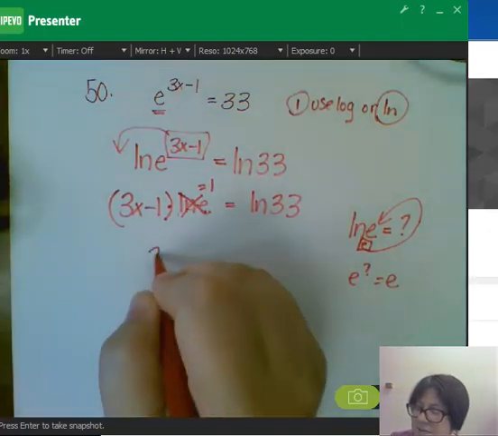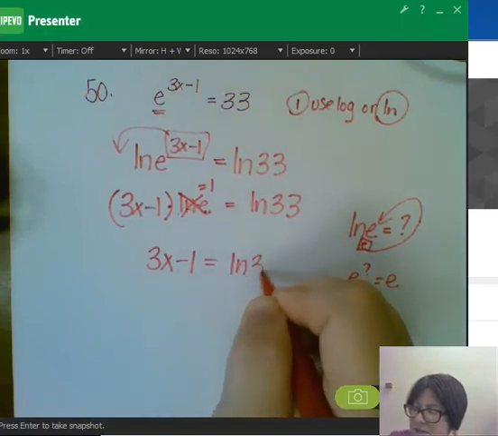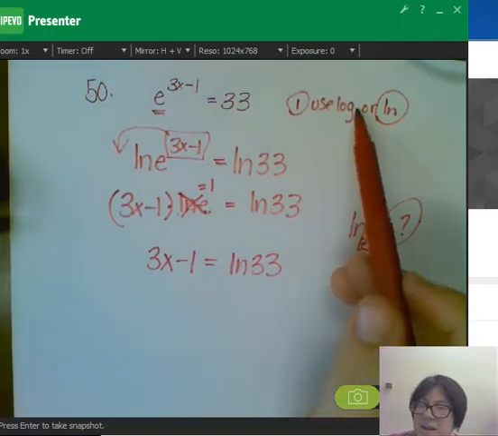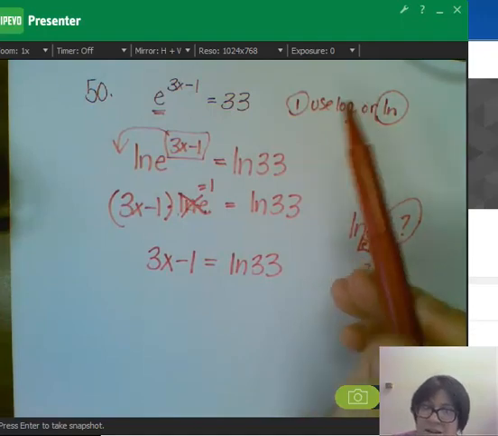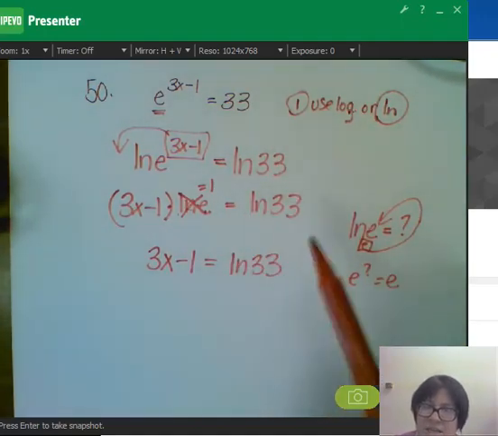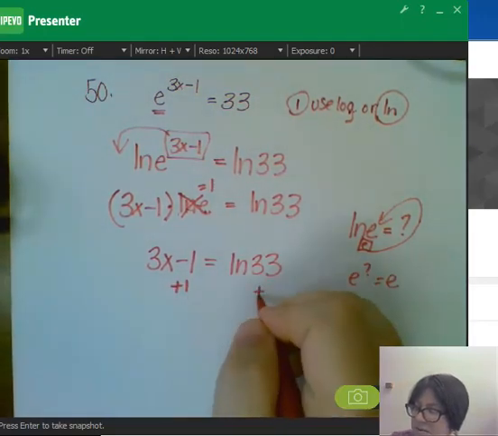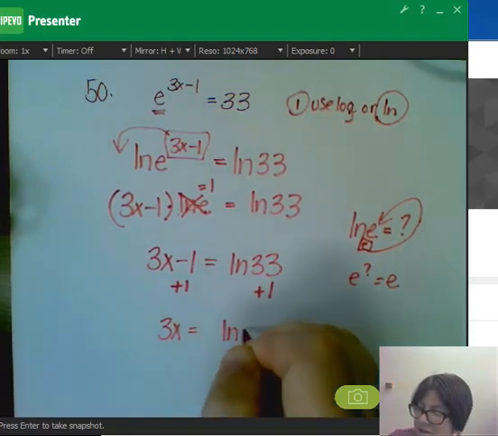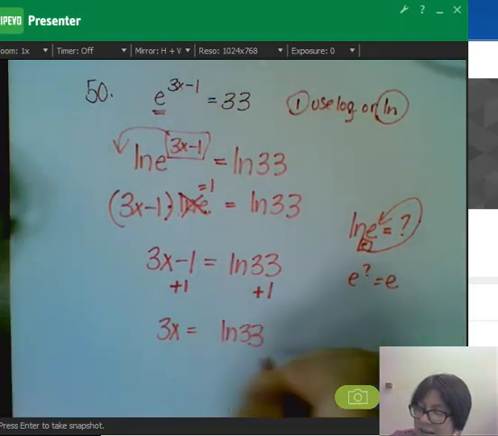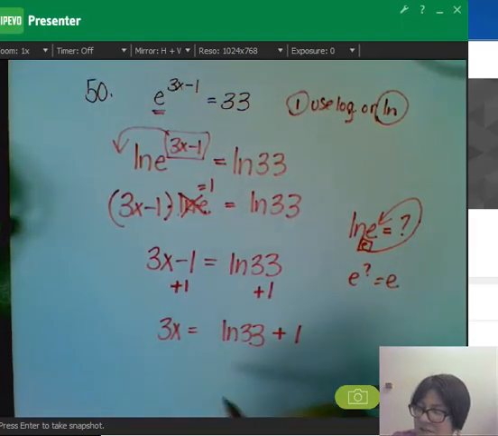All right, so we just have 3x minus 1 equals natural log of 33. If you would have done regular log, log of e is not 1, so you'd have to divide by the log of e. Okay, so we're down to where we just have to add 1. So we get 3x equals natural log of 33, that answer, plus 1. Okay, and then you have to divide that by 3.